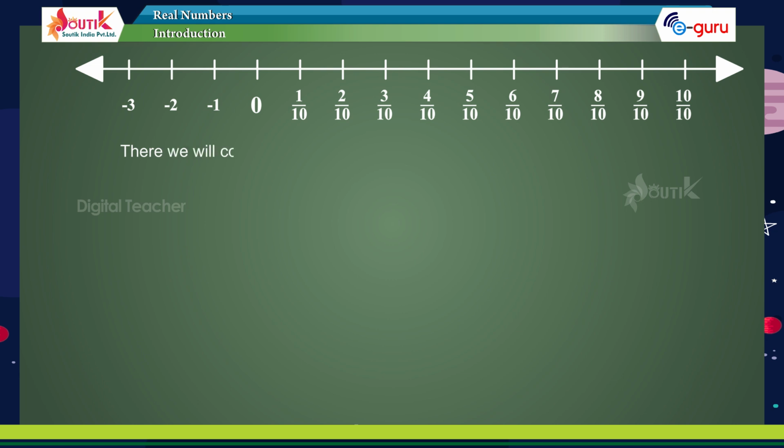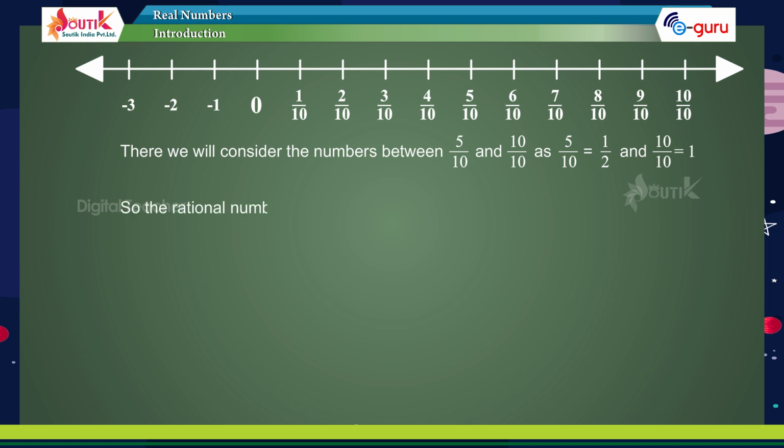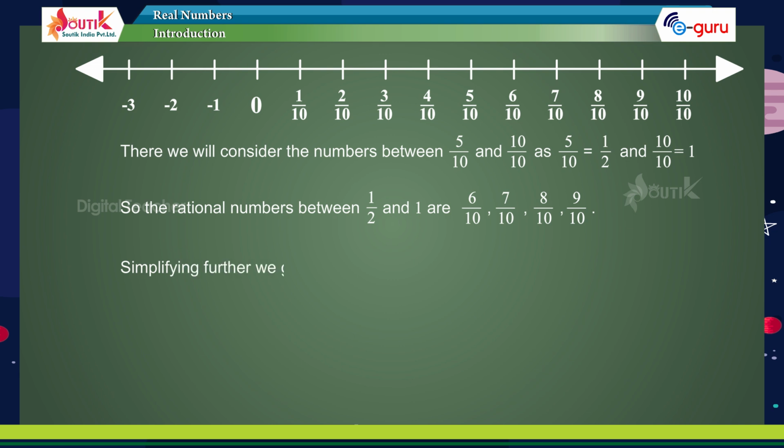Now, we will consider the numbers between 5 by 10 and 10 by 10. As 5 by 10 equals 1 by 2 and 10 by 10 equals 1, the rational numbers between 1 by 2 and 1 are 6 by 10, 7 by 10, 8 by 10, 9 by 10. Simplifying further, we get 3 by 5, 7 by 10, 4 by 5, 9 by 10, and so on.